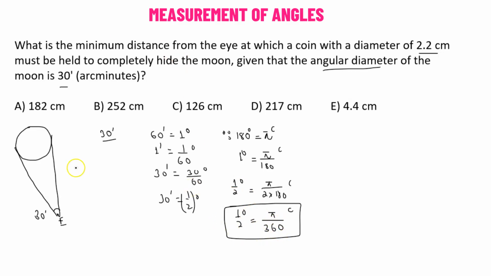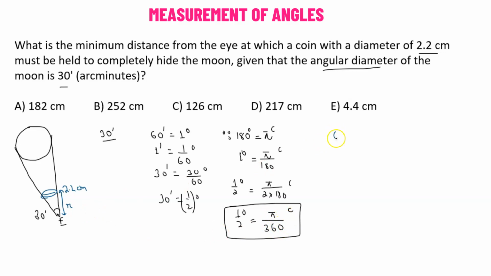Now the problem says that if we place a coin in such a way that it's, let's say, at a distance of r from the observer's eye and is going to completely hide the moon, that means this particular coin, whose diameter is given as 2.2 centimeter, must also have an angular diameter of 30 arc minutes, or pi over 360 radians.